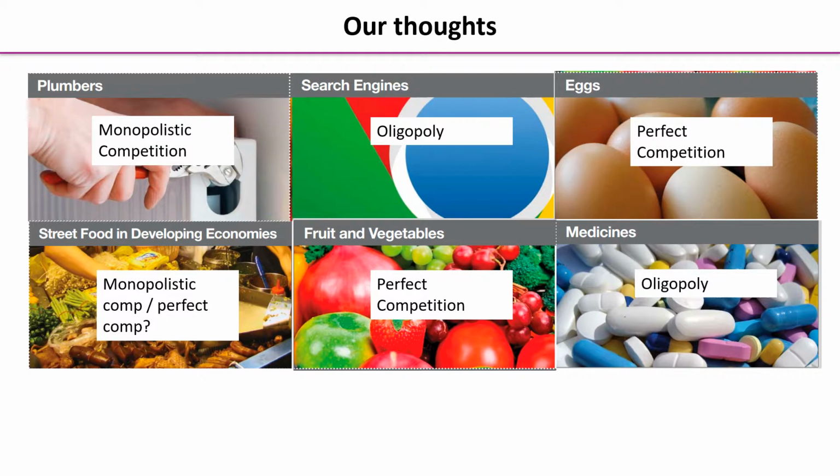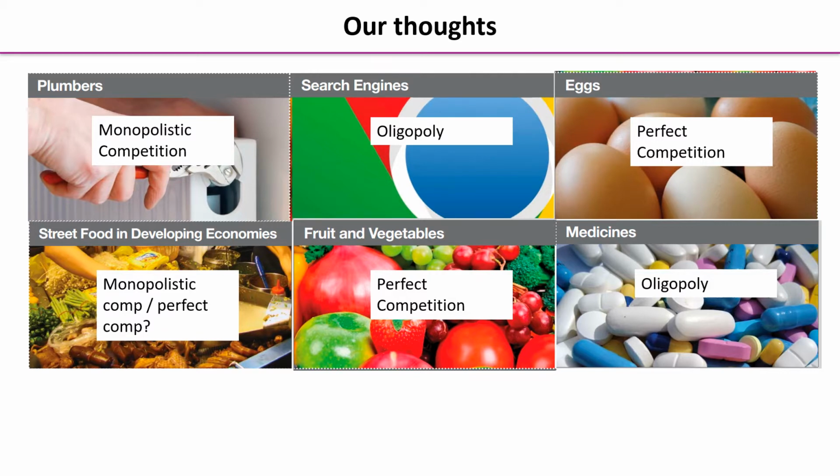Search engines we looked at, you might remember in an earlier exercise in this lesson, and those would be considered an oligopoly based on their market share. Now, eggs typically tend to be considered perfect competition because basically one egg is the same as another egg, and so it's a homogeneous product. Now, you might well argue that there is a difference between free-range eggs, battery eggs, barn-laid eggs, organic eggs, and so on, but you should consider that certainly for the purposes of economics exams, they fall into the category of perfect competition.